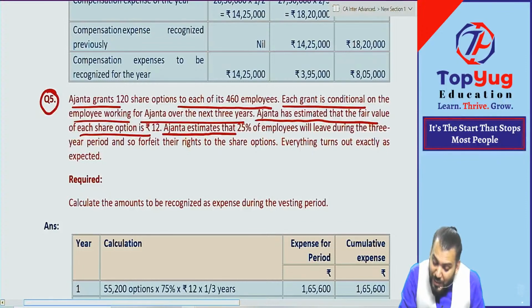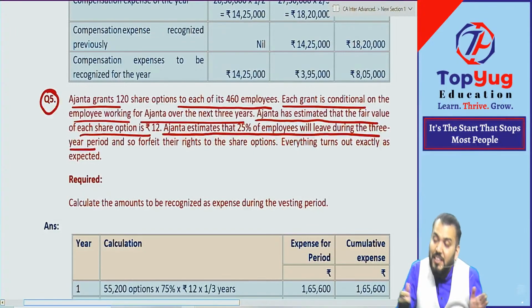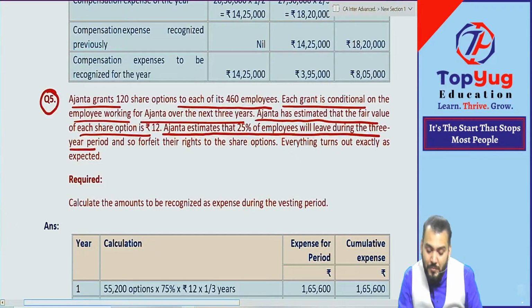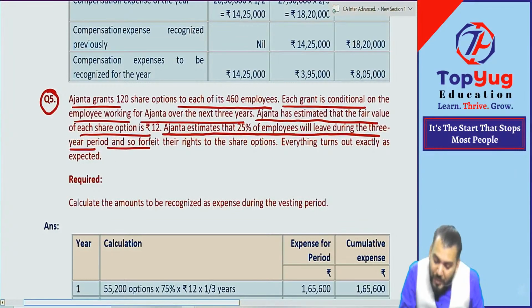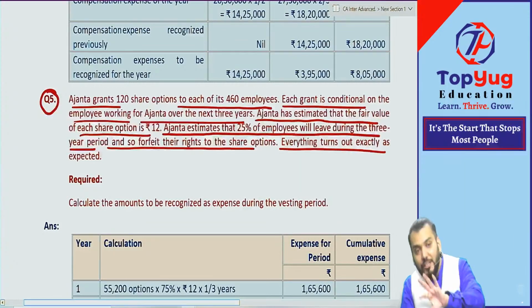Ajanta estimates that 25% of employees will leave during the 3-year period. During the 3-year period, meaning first year, second year, third year, all 3 years, how many employees will leave, and so forfeit their right to share option. Everything turned out exactly as expected, meaning actual and expectation were same.